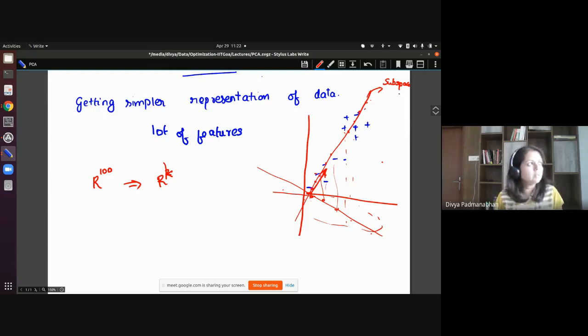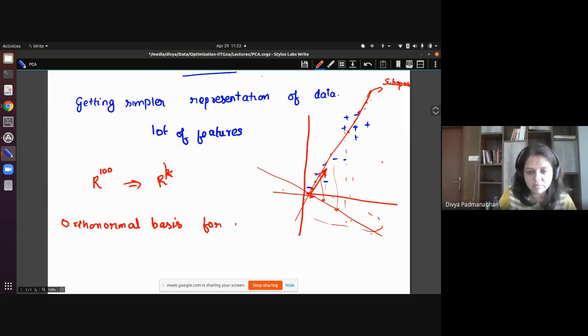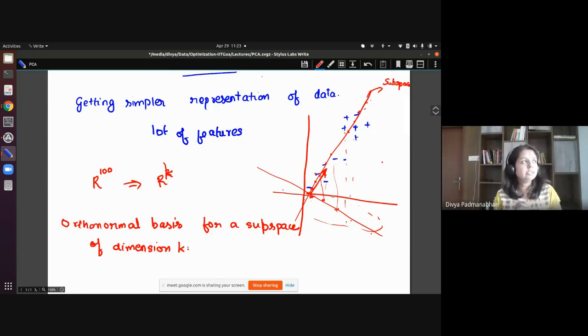The objective is to find some representation of this subspace. What we have in terms of subspaces is the basis. So you want to find an orthonormal basis for a subspace of dimension k, so that you don't lose a lot of information. The error is minimized.